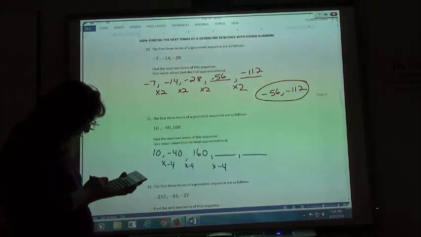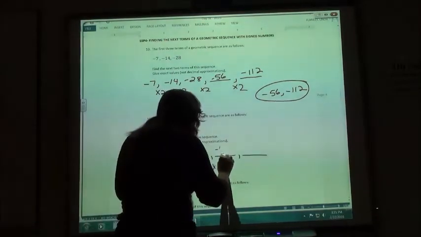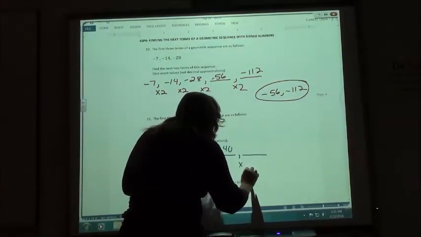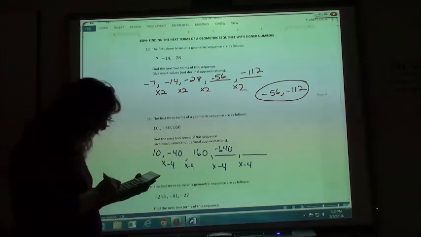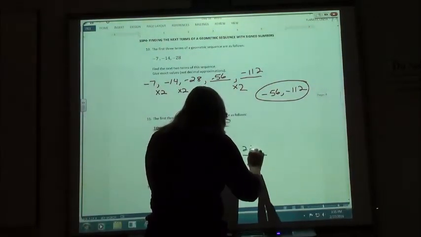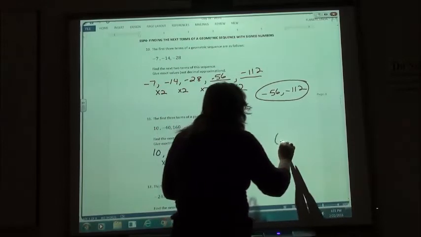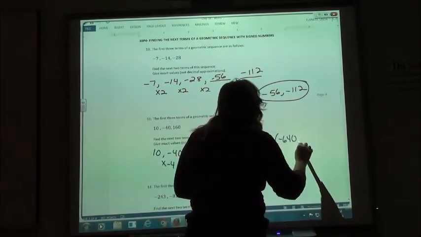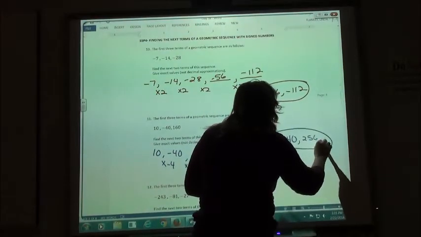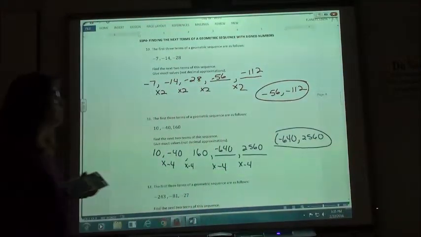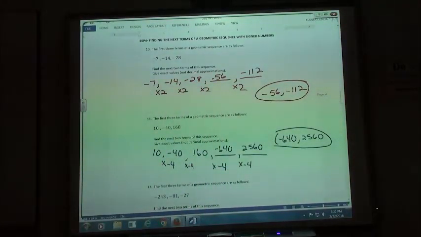So 160 times -4 would give me -640. If I times by -4 again, I'd get a positive 2,560. So -640 and positive 2,560 would be the next two terms in my geometric sequence.